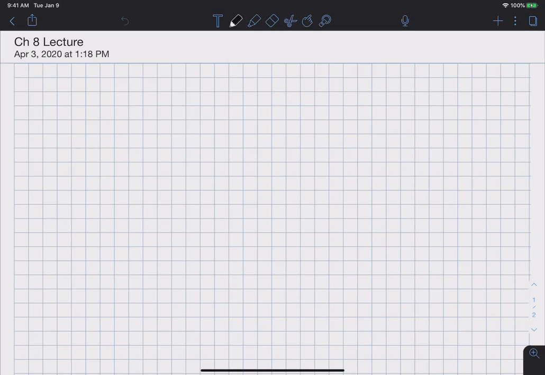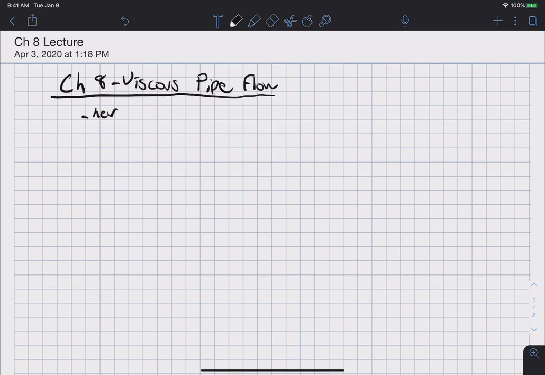Okay, so now we're gonna move on to chapter 8, and chapter 8 is viscous pipe flow. And so here we consider viscous flow in pipes and ducts.